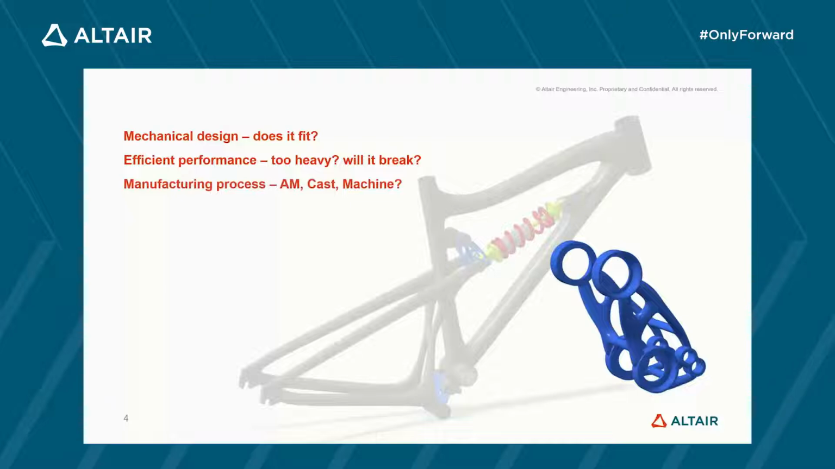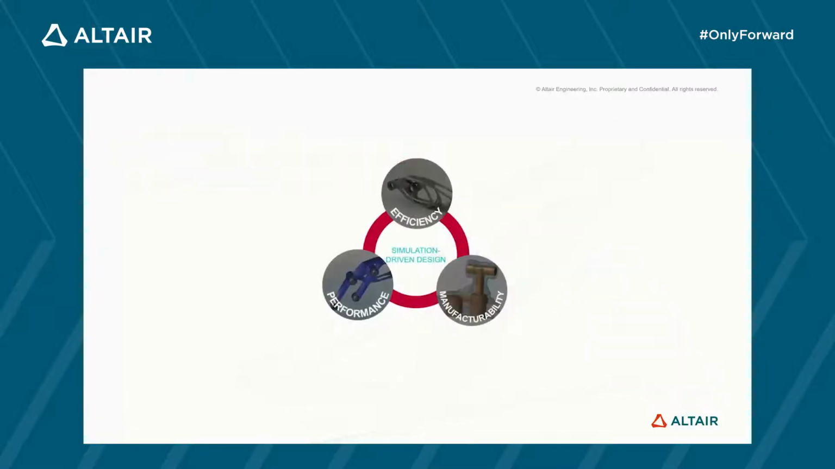And then finally, if we wanted to update this component for a different manufacturing process, maybe previously, like I said, we were using a casting or machining process, but if we want to use additive manufacturing, we need to make sure that we can actually manufacture this component. So things like minimum member size, things like extrusion direction, those are very important characteristics of a design, and we need to make sure that it's actually possible to create that in manufacturing. So at Altair, we like to use these 3 pillars: performance, efficiency, and manufacturability to help guide our design process.